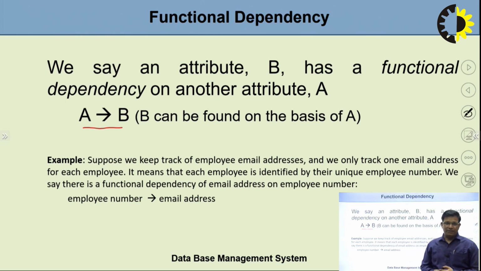Okay. So, let's take an example. Suppose there is a table. The table contains different attributes, different column names. One column name is, for example, employee number. Other column names are name, address, designation, email address, etc. So, the other attributes can be found on the basis of employee number. Employee number is the attribute that is uniquely identifiable, and through this uniquely identifiable column, we can find the other values of that particular row. Okay. So, what does it mean? Email address is functionally dependent on employee number.